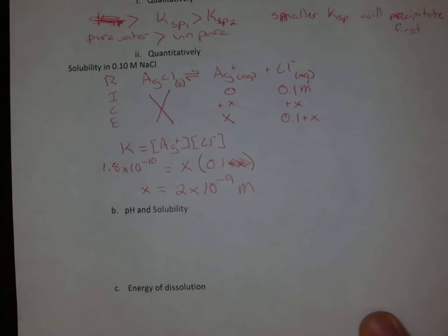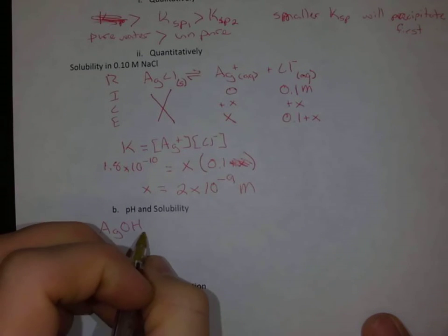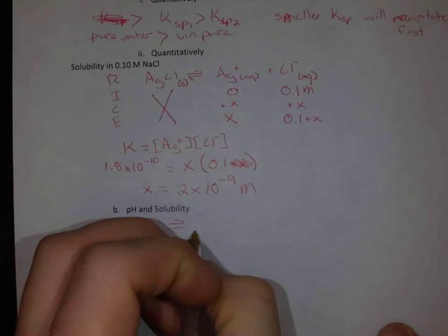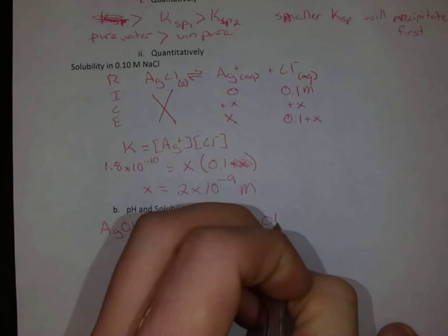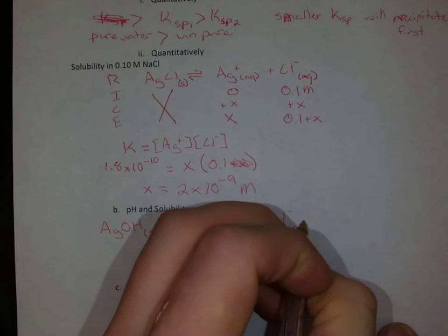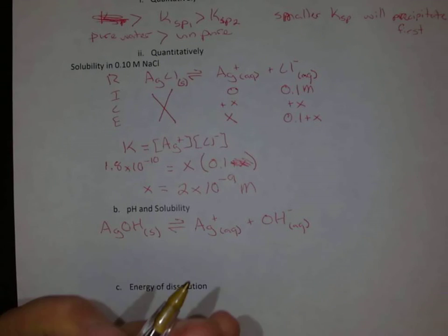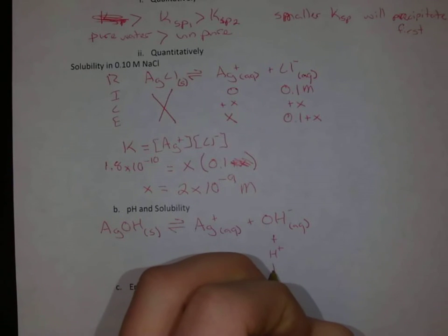pH and solubility. What if rather than AgCl, I was using AgOH? All right, this is a solid as well. We're going to have an equilibrium where we form Ag plus aqueous and OH minus aqueous. Now, if we remember, OH minus of course has to do with our acid bases as well. So pH is actually going to affect our solubility because we have this reaction and equilibrium as well.